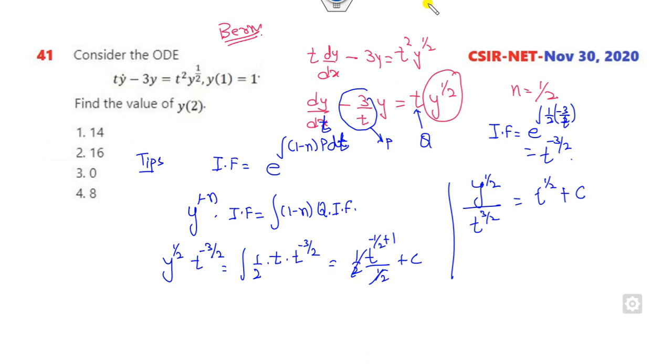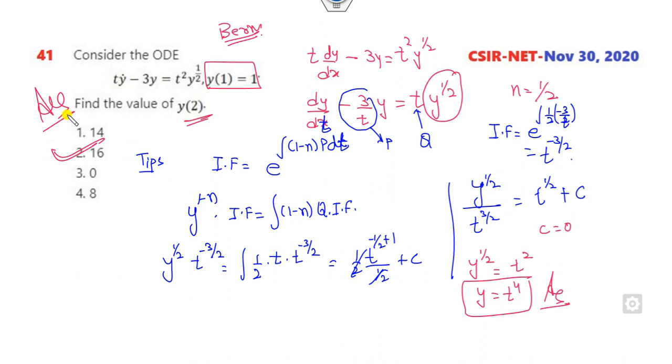Now the given condition is 1 and 1. So c will be 0. So y to the half is t square, or y is t raised to the power 4, which is the right answer. So what is y of 2? 2 raised to the power 4, 16 is the right answer of this problem.